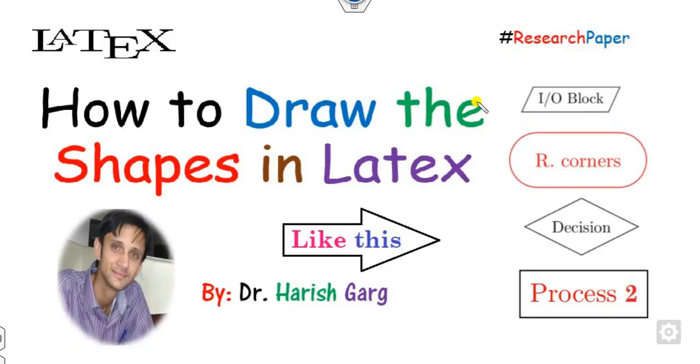Hello everyone, welcome to the next lecture on LaTeX research paper writing. Today we will discuss how we can draw shapes like these in LaTeX. What is that? This is a rhombus. You can see this is just like a rhombus. This is the rounded corner. This is a decision tree, and this is a rectangle, and many more. You can also draw the ellipse and many more, which we will see in this lecture.